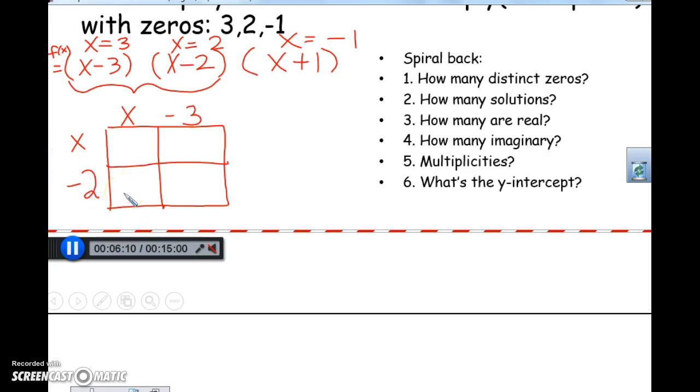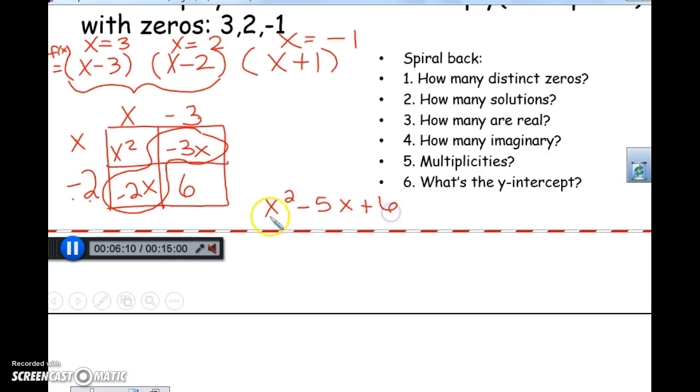So it's boiling, right? We've done that before. So x times x, times negative 3, negative 2 times x, and a positive 6. Combine like terms. So we have x squared minus 5x plus 6. We've got to take this and multiply it by x plus 1 now.